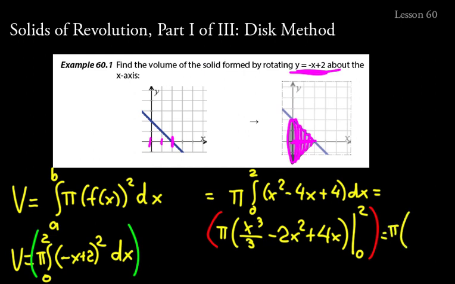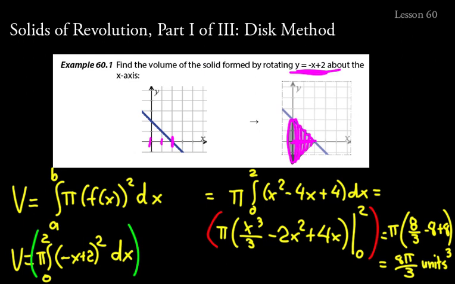Pi times 2 cubed over 3, that'd be an 8/3. And then minus 2 times 2 squared, that'd be an 8. And then plus 4 times 2 is a plus 8. So those 8's cancel, and we're left with 8 pi over 3. We weren't given any units or anything, so we could just say units cubed. So you didn't have to do that part, but if you did what I have highlighted in green, if you did that on a graphing calculator, just parentheses minus x plus 2 squared times pi, do that on your graphing calculator, find the area under the curve, you're going to get 8 pi over 3 for the result.